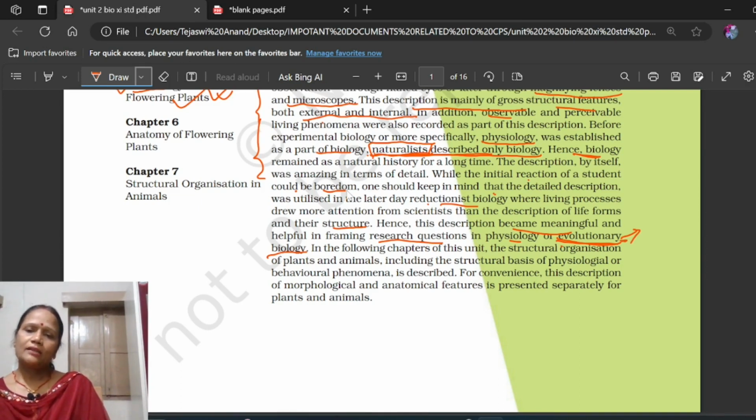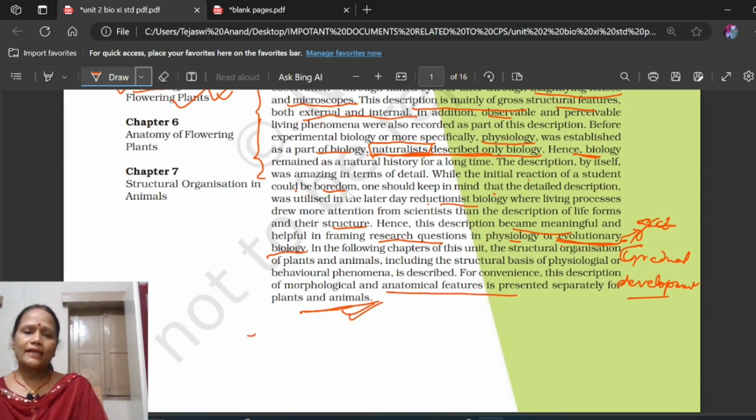So evolutionary, the gradual development of an organism, that is called evolutionary biology. In the following chapters of this unit, the structural organization of plants and animals, including the structural basis of physiology or behavioral phenomena, is described. For convenience, this description of morphological and anatomical features is presented separately in plants and animals.